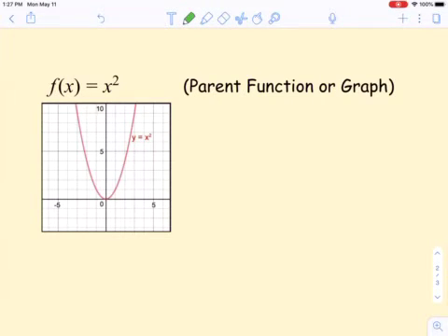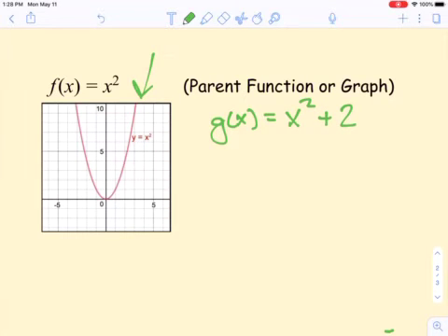Most of these videos, we're going to start with this exact same graph of f of x equals x squared. This is our parent function. In other words, this is what we reference everything to. So if we're going to do a transformation of this, let's say I want to move this up. I'm going to change this to g of x because it's a transformation. g of x is equal to f of x, which is x squared, plus 2, and I'm going to move it up.